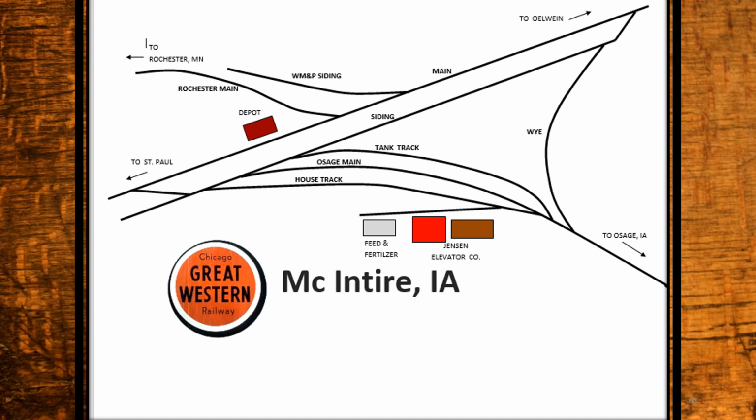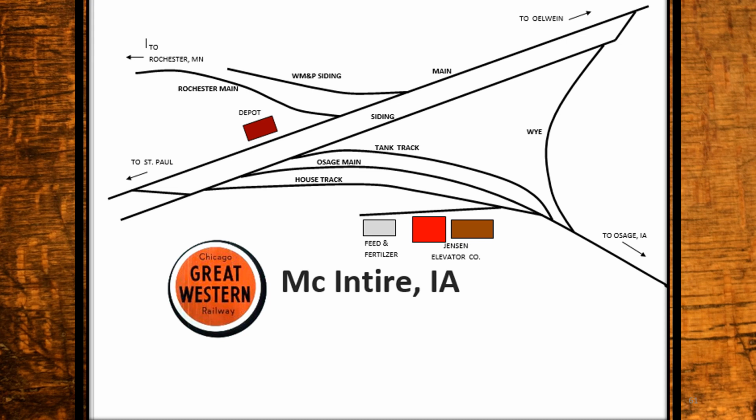Here's McIntyre again, just to orient you. Off to the top left, you see the Rochester main. That's the branch line coming down from Rochester and how it ties into the main line. Then you have the siding, tank track, Osage main, house track, the Y track. Very simple track layout, but there'll be a lot of activity here during an operating session, and prototypically there was a lot of activity here.